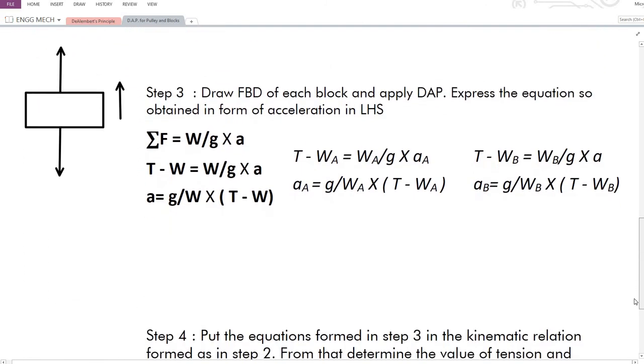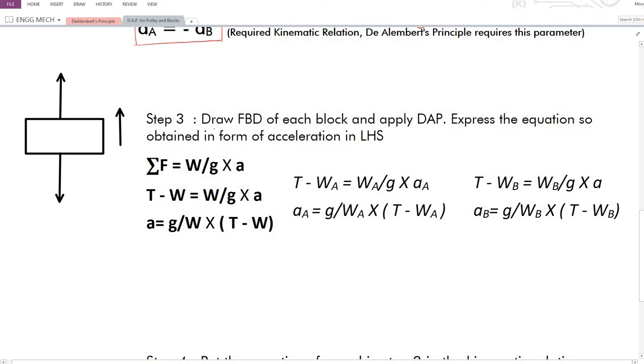Now what we will be doing in step number 3: first we have to draw the FBD of each block. Let's say this is the FBD of block A. The downward force you can see here is the weight of block A, and this is the tension in the string, and this upward direction is showing the direction of motion, or simply SA, or VA, or the acceleration of that block.